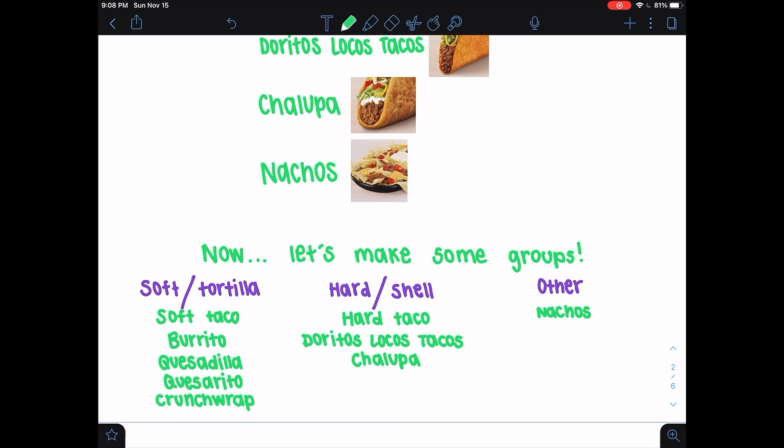For our soft/tortilla group, we have a few different organisms present. We have a soft taco, burrito, quesadilla, quesarito, and a crunch wrap. As for our hard/shell group, we have a hard taco, Doritos Locos Tacos, and a chalupa. Lastly, we have our outgroup, which would be our nachos. Now, based on these groups, we will begin to make our phylogenetic tree.